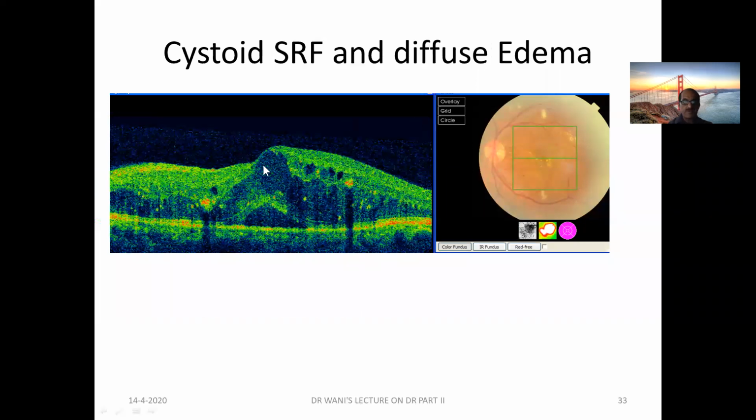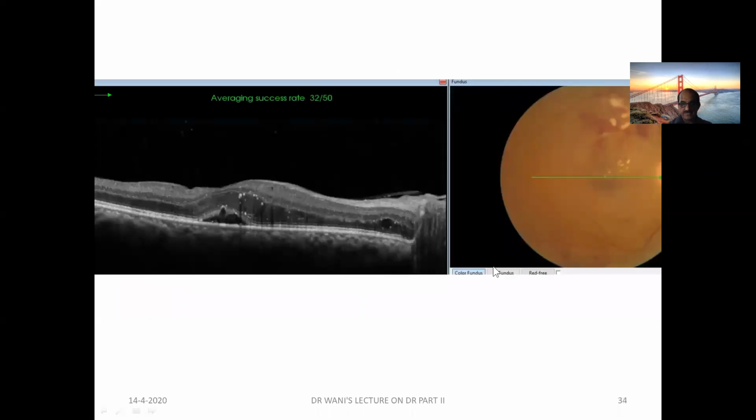And this is another example of cystoid, as well as diffuse, as well as subretinal fluid. Can you see the elevation of neurosensory retina from the RPE? So there are examples of everything. The cystoid spaces appear darker, and there is actually shadowing by the hard exudates.